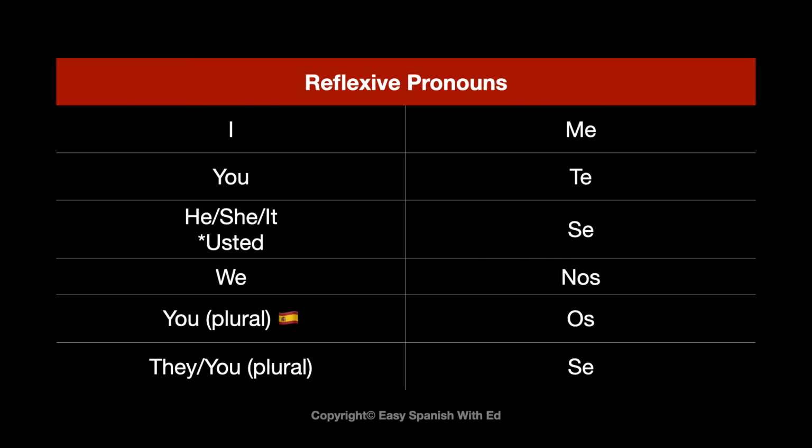And here's the list of reflexive pronouns. I is me; you, te; he, she, it, or usted, se; we, nos; you plural in Spain, os; they and you plural in Latin America, se.